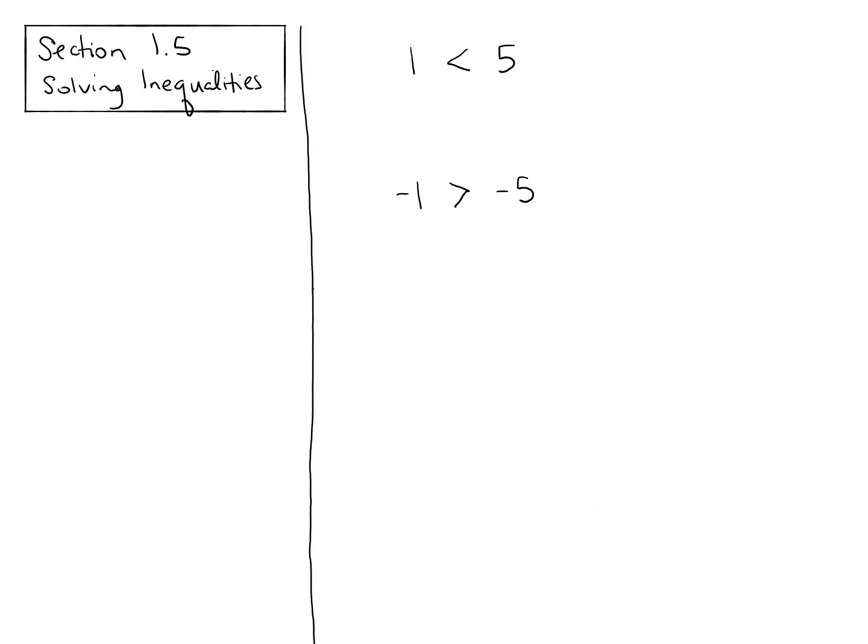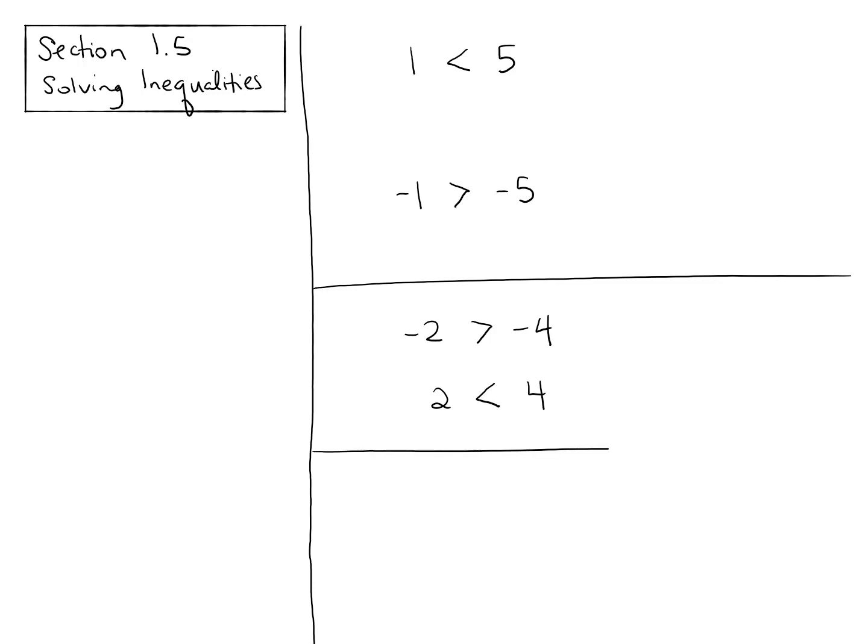And that works anytime we change the signs. So let's try that one more time. Let's say -2 and -4. Which one is greater? Well, -2 is greater than -4. What if I change the signs? 2 and 4. Which one is greater? Oh, the 4 is greater than the 2. So you can see the signs changed again.